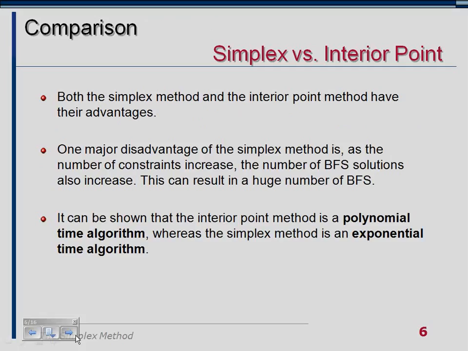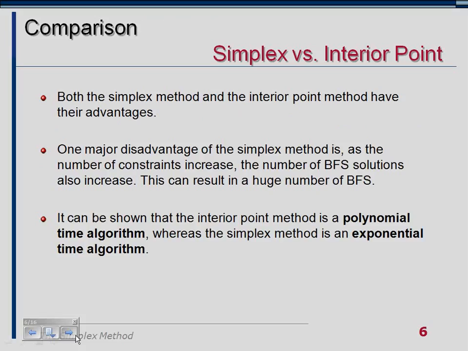They both have their advantages. One major disadvantage of the simplex method is that as the number of constraints increases, the number of basic feasible solutions increases. It's like the facets on a diamond: the number of corner point solutions starts increasing, and this can result in a huge number of basic feasible solutions. So it can be shown that the interior point method is what's referred to as a polynomial time algorithm, and the simplex method is known as an exponential time algorithm.